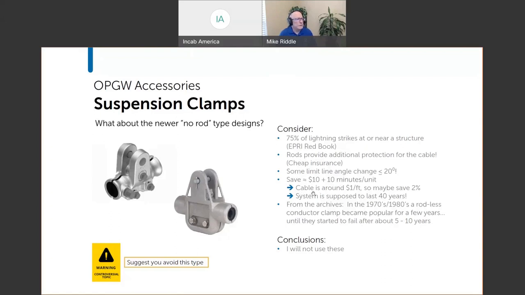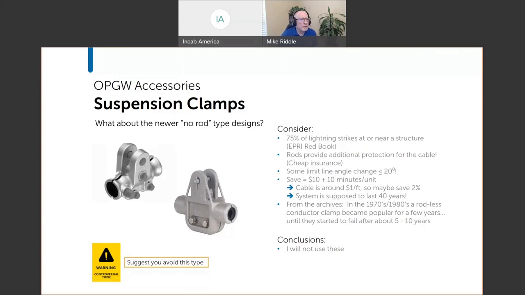So if your OPGW is costing you around $1 a foot, might be a little bit more, and substantially more if you've got a higher fiber count cable. If you grind the math, you're going to find that the savings is on the order of 2% for a system that you want to last 40 years. Sorry, I think that's chump change. In return for what? You're accepting a lot of additional risk, in my opinion, to do this.